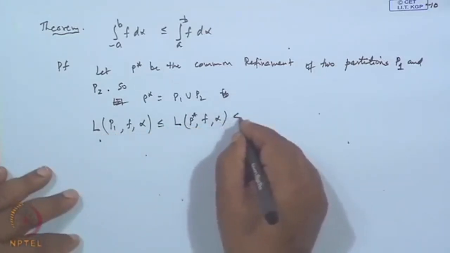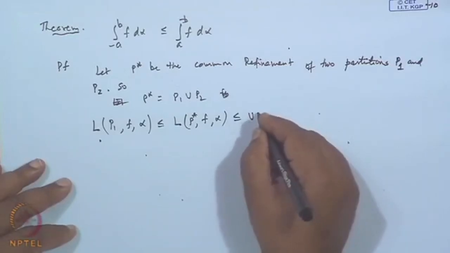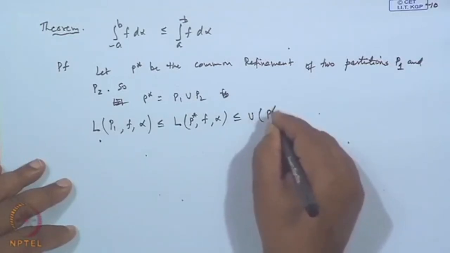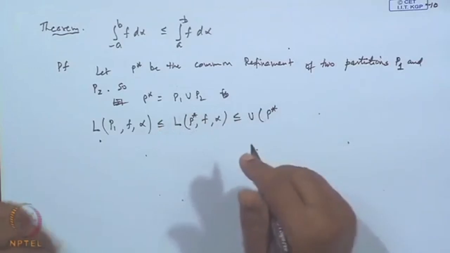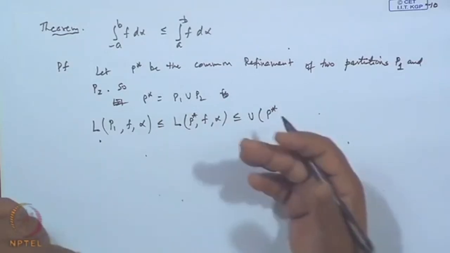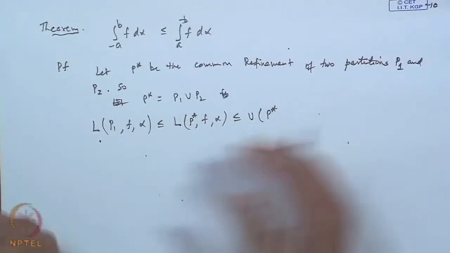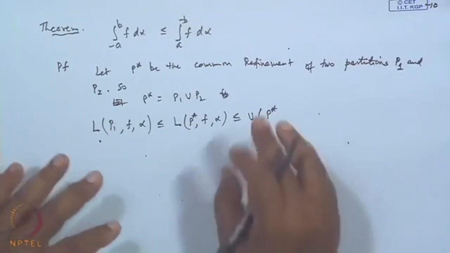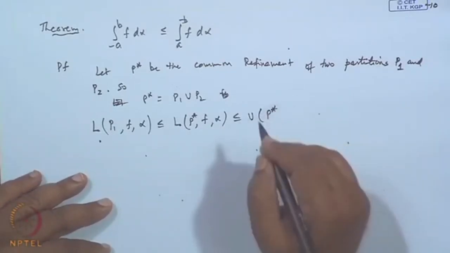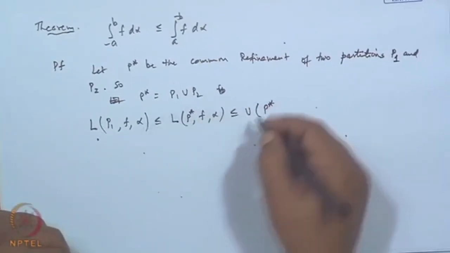But this is always less than or equal to the upper sum, because the lower sum is always less than or equal to the upper sum with respect to the same partition. However, we will prove it is also true in general. In general, the lower sum will always be less than or equal to the upper sum, whatever the partition you choose. That we will show next.